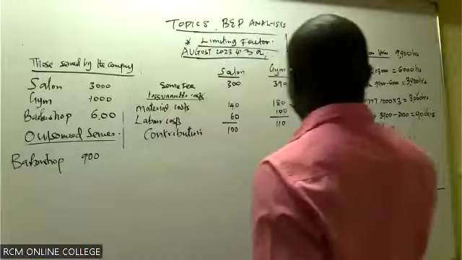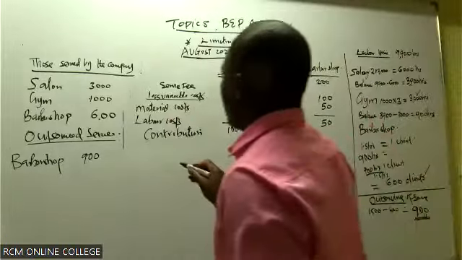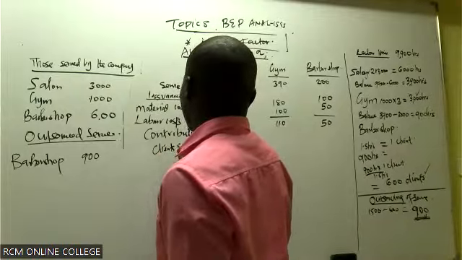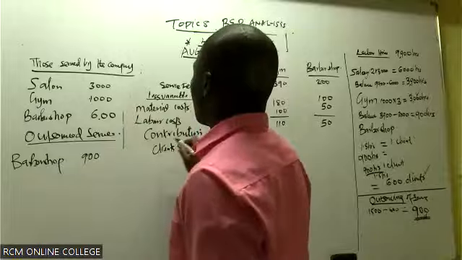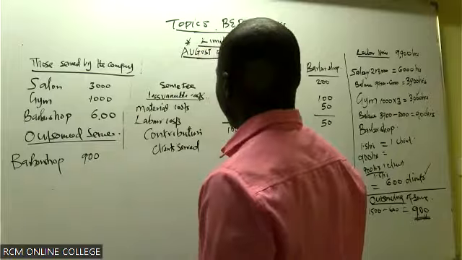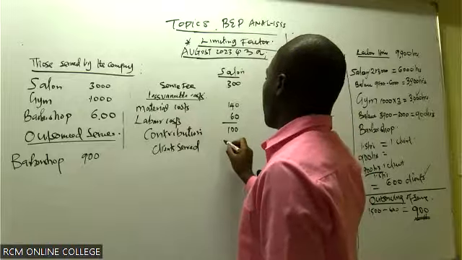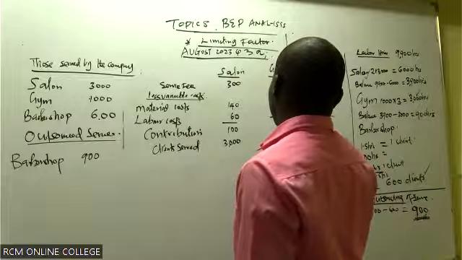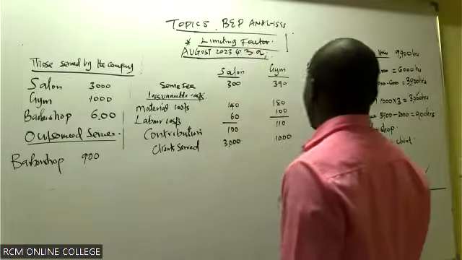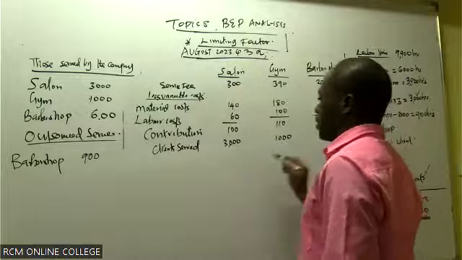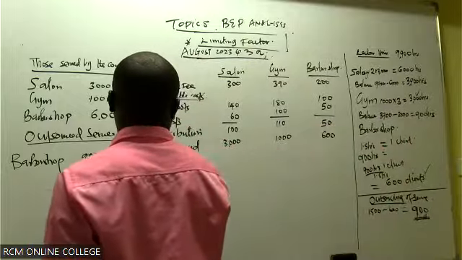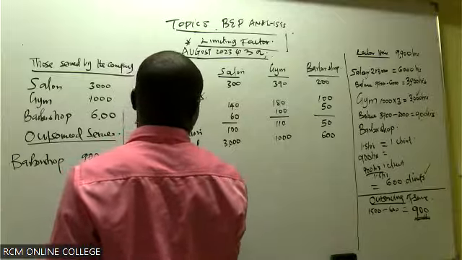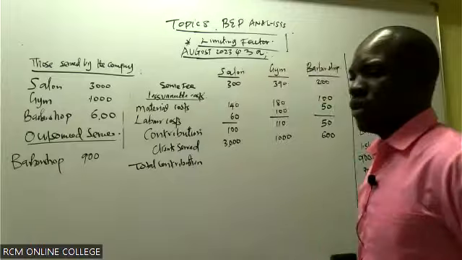After copying everything, I only need to give here clients served or units produced. So under salon, I'm going to serve 3,000. Under gym, I'm going to serve 1,000. Under barber shop, I'm going to serve 600. See, I'm now able to get total contribution.